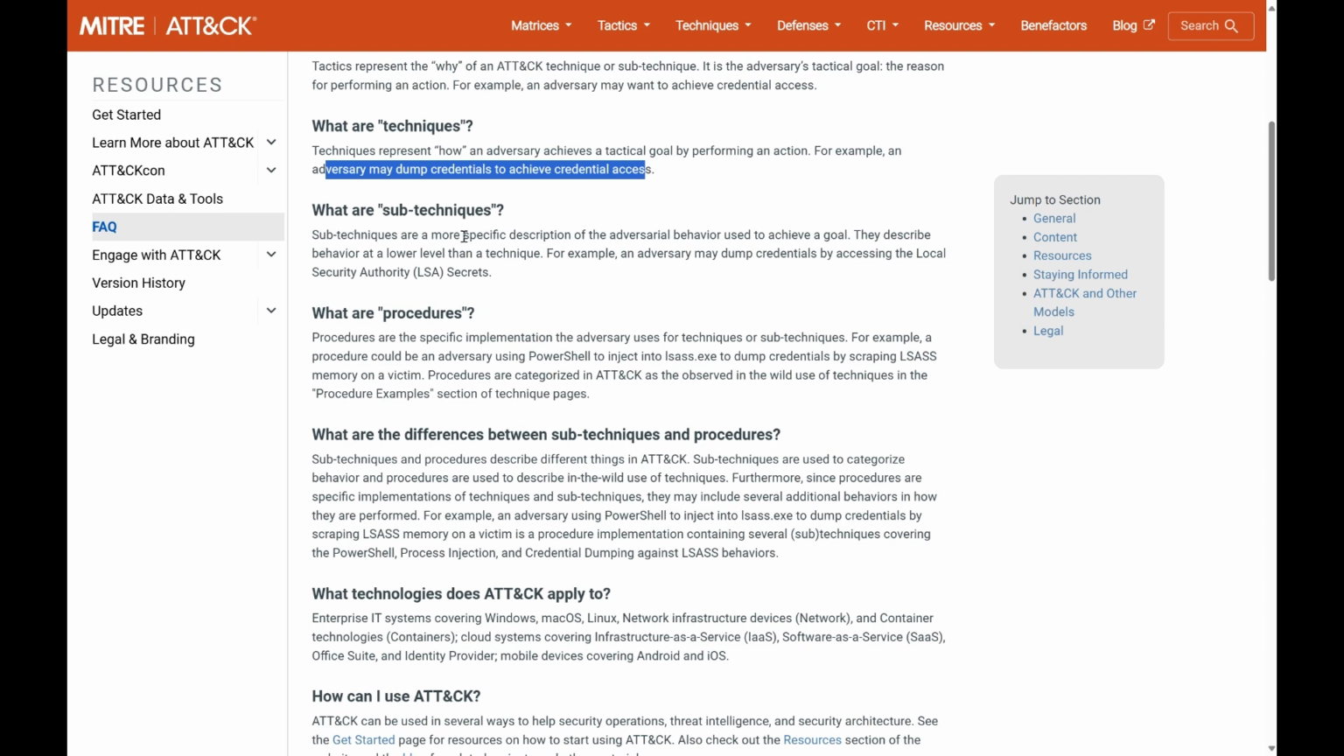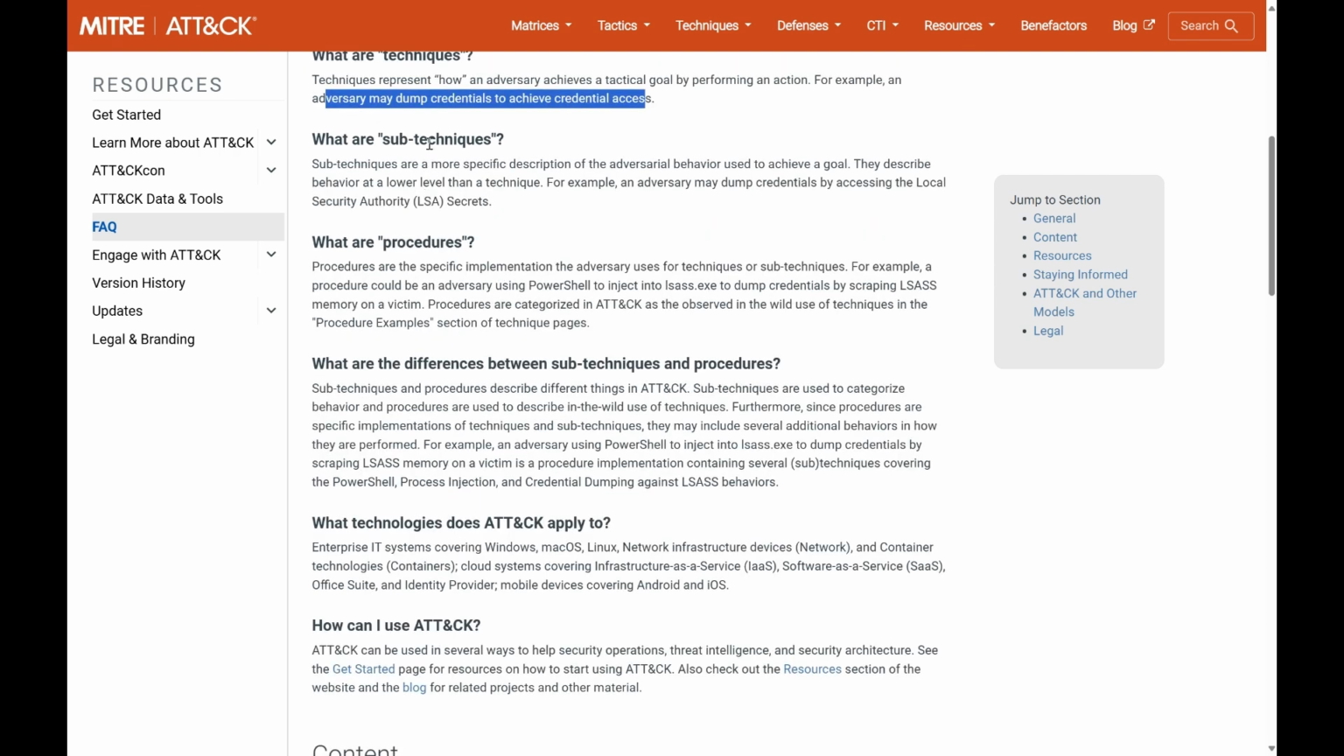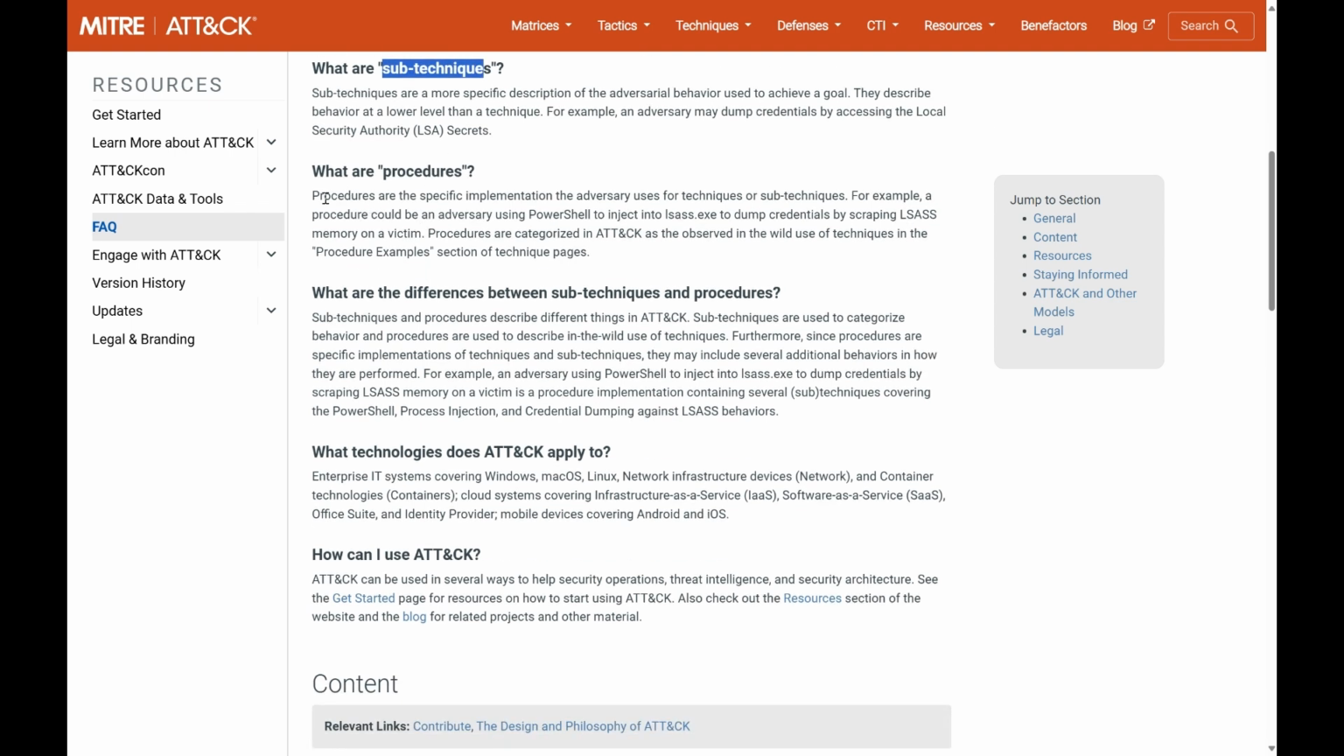And what are sub-techniques? Sub-techniques are more specific descriptions of the adversarial behavior used to achieve a goal. They describe behavior at a lower level than a technique. A single technique can have multiple sub-techniques. And what are procedures? Procedures are the specific implementation the adversary uses for a technique or sub-technique.